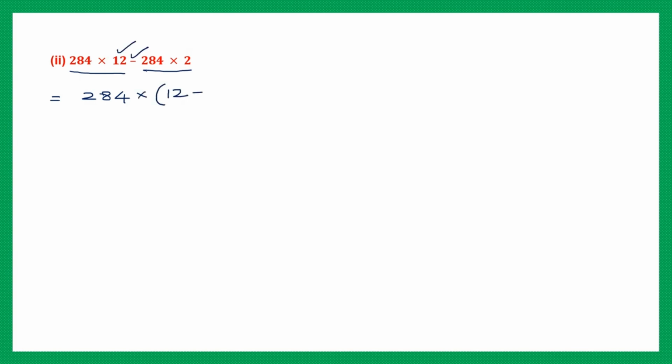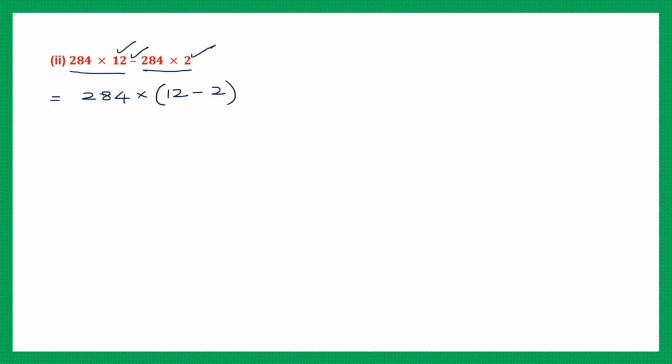Question 2. Now here we have 284 into 12. Again we have 284 into 2 with a subtraction sign in between. That means we can use the distributive property here also. So here again we have 284 into 12 and 284 into 2. So what is repeated is 284. So we're going to keep it out and in brackets we're going to write 12 from here and the subtraction sign minus and then write this 2 here.